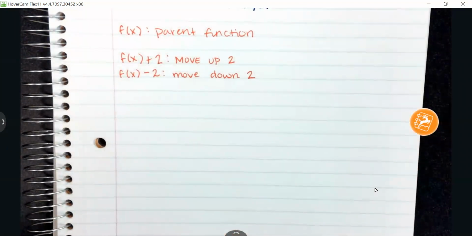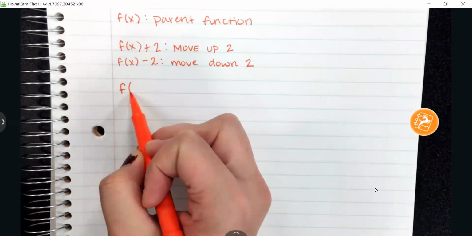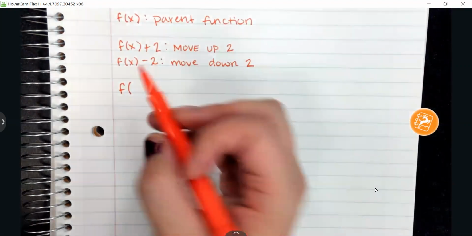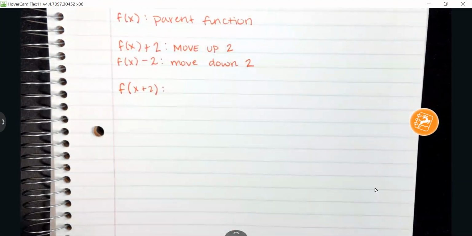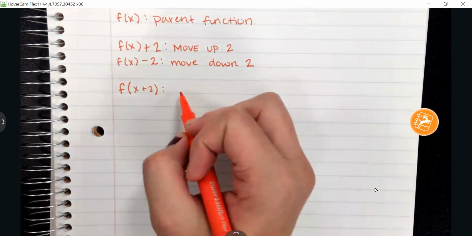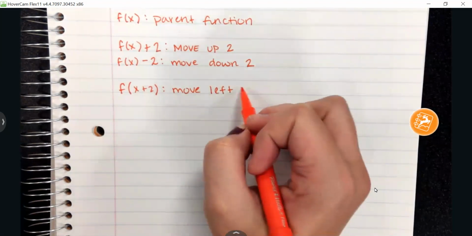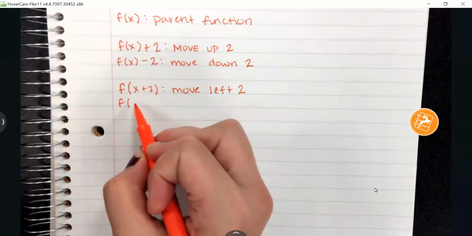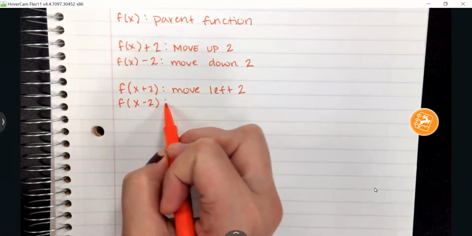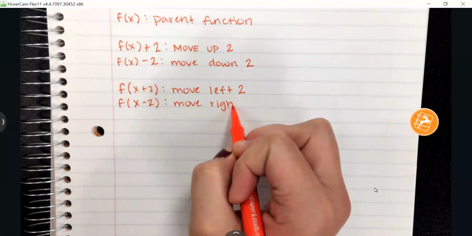So now, what if I have f of x plus 2, and my plus 2 is inside my function? Oh, we got controversy. One says right and one says left. This actually means it moves left 2, and I'll tell you why in just a minute, okay? If I have f of x minus 2, it moves to the right 2.